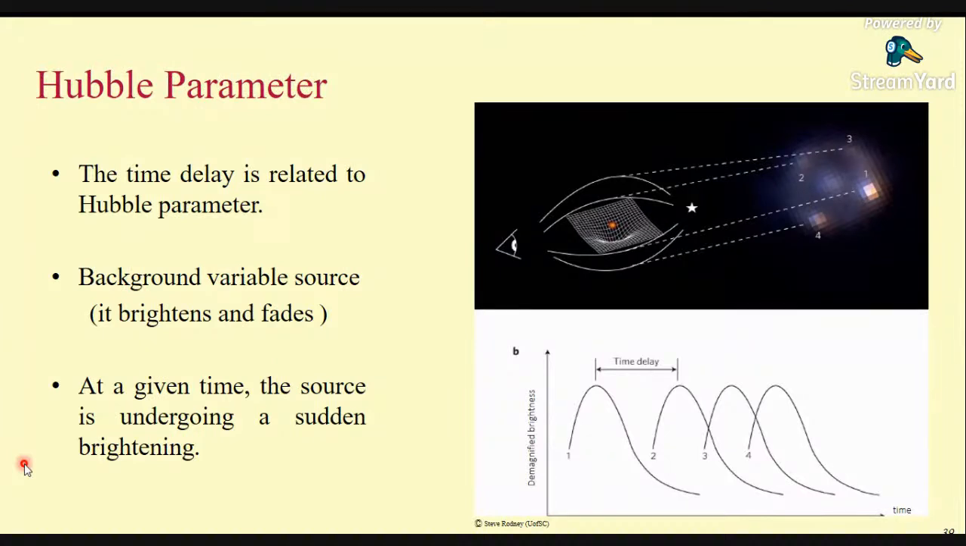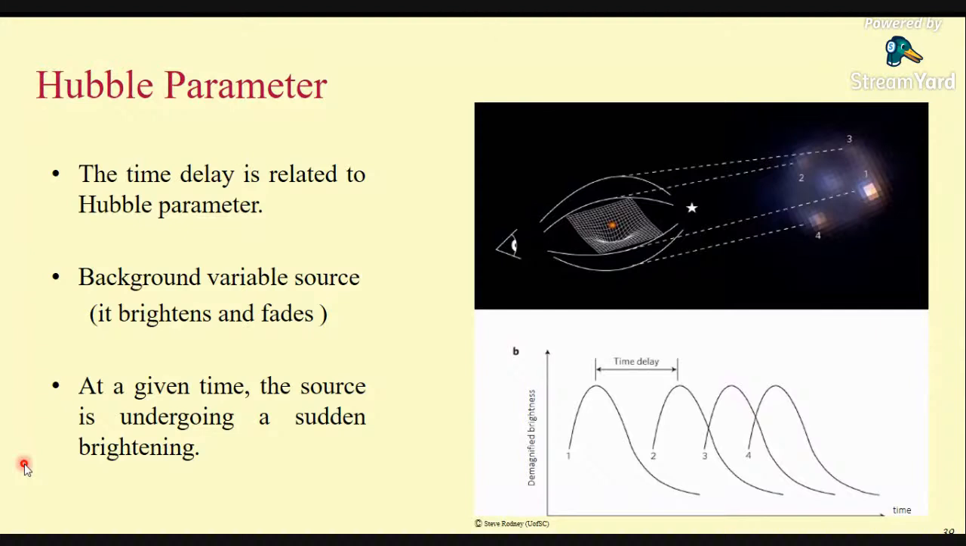The principle is as follows. First, suppose the background source is variable. It brightens and fades. And suppose that at a given time, it undergoes a sudden brightening. This will, of course, mean that the observer will see each of the multiple images brighten.